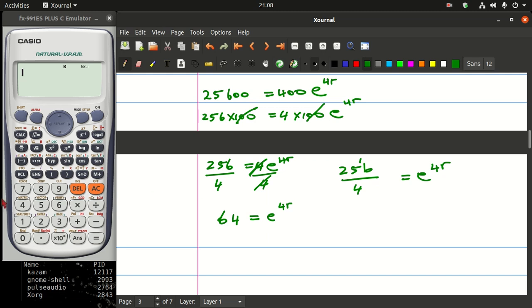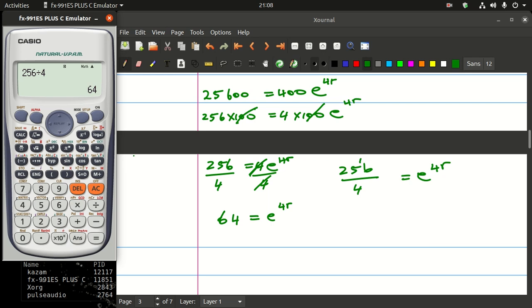And now that we have that, or you can just use a calculator: 256 divided by 4, what is the answer? It's 64. So you can use a calculator if you want to. But now this is a number, this is an exponent, this is a base. I want to bring the exponent down.